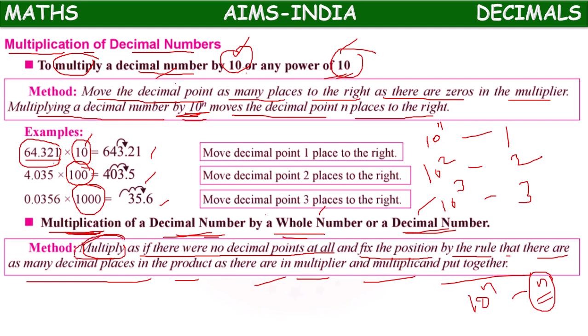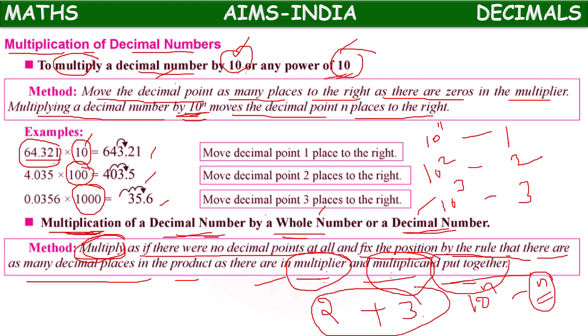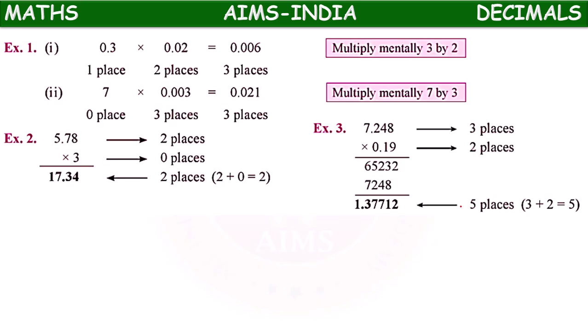So after normal multiplication without the decimal point, in the multiplier, how many decimal places are there? In the multiplicand, how many decimal places are there? The two we have to add and keep together for the result. In the multiplier, if we have two decimal places and in the multiplicand three decimal places, then for the product we have to keep five decimal places. This is the rule of multiplication of a decimal number with a whole number or another decimal number. Let's see some examples.